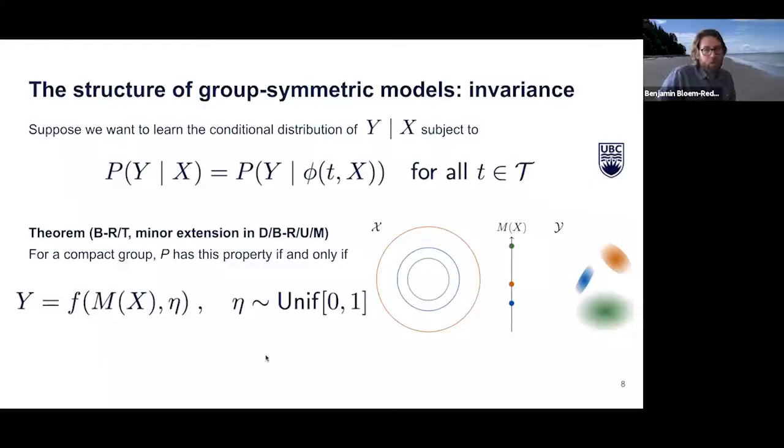Okay, so this is an if and only if statement. So we know that this always has to be the case. I will say the maximal invariant is not unique. So we can take one maximal invariant and map it, put it through a one-to-one mapping, and we have another maximal invariant. So this is somewhat silent on various statistical issues, but this is sort of a first step in characterizing what we can and should be doing with these models.